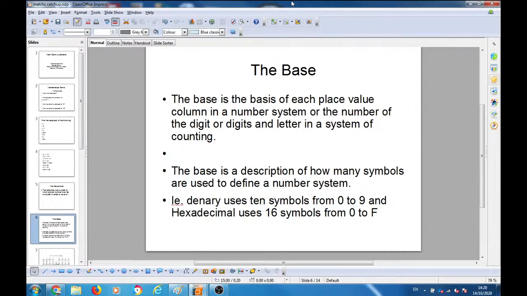Okay, this is a definition for the base. So the base is the basis of each place value column in a number system, or the number of the digit or digits and letters in a system of counting. So that is the official definition of what a base is. I thought about it and I barely understand it myself. So when I look at this text, I think, what?